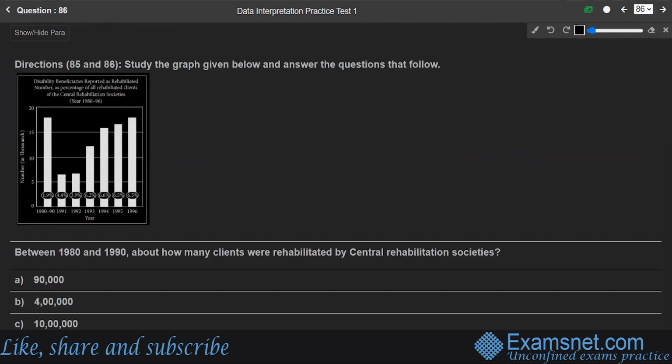Now, for the same data, we are supposed to answer a different question: between 1980 and 90, about how many clients were rehabilitated by central rehabilitation societies. In the years 80 to 90, the total value is somewhere between 15 and 20. So let us approximate this to be 19. We can approximate this to any value so that we are in the reach of the options. So let us approximate this to be 19,000. Obviously the unit is 1,000.